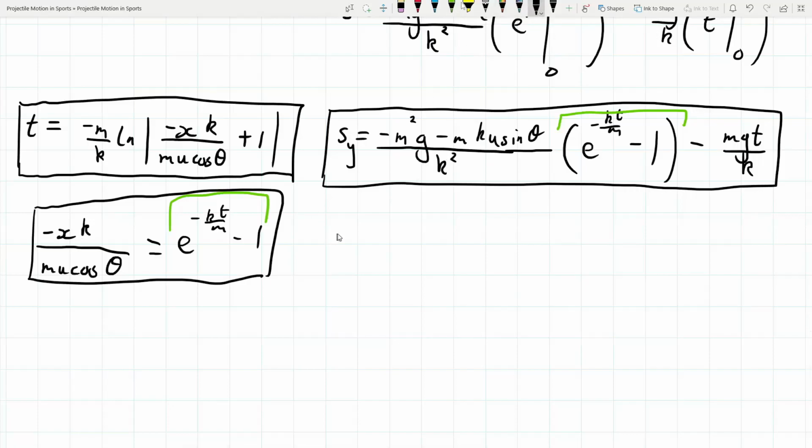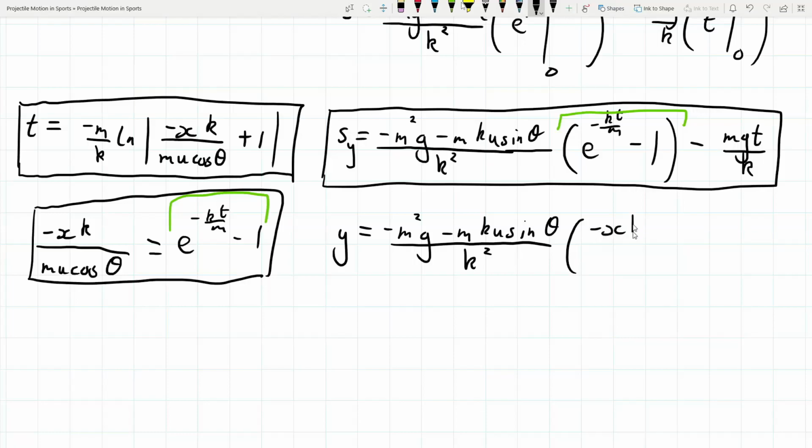Okay, so we get sy, or actually, I'm just going to call it y, because we can do that now, equals minus m squared g minus mku sine theta over k squared multiplied by this bracket, which we can replace with this, so we get minus xk over mu cos theta minus mg over k, I'm going to write it like this, multiplied by t, and then t is just all of this.